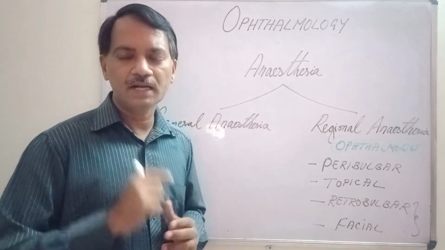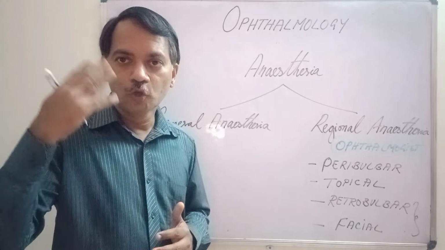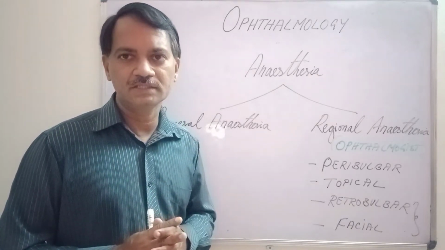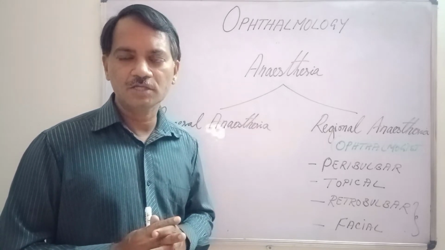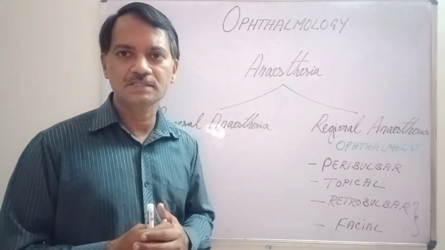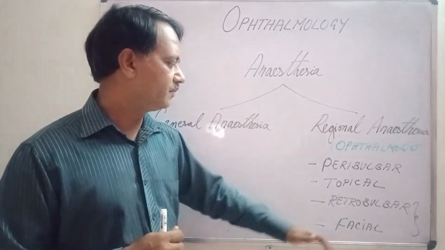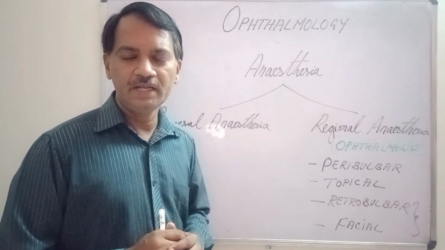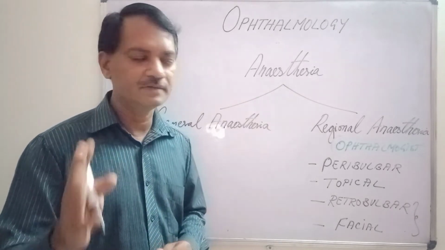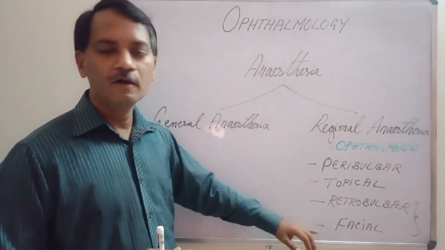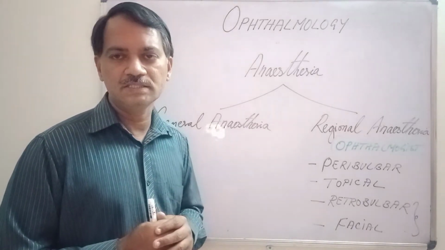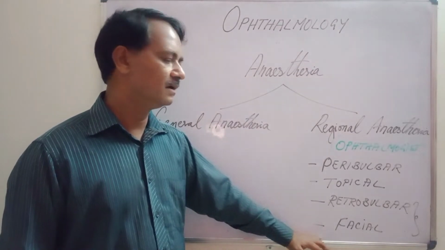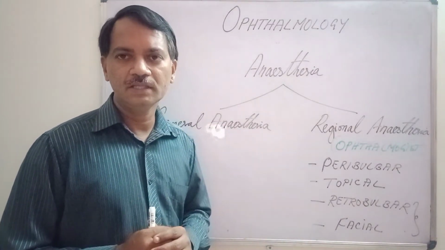Those days, retrobulbar anesthesia was the only type of anesthesia given for ophthalmic surgeries. But nowadays, because of the increased complications caused by this type of anesthesia, it is not being followed by many. Only experienced surgeons give this retrobulbar anesthesia. Whenever you give a retrobulbar anesthesia in a patient, you should also give a facial anesthesia. Then only you can operate on the eyes.